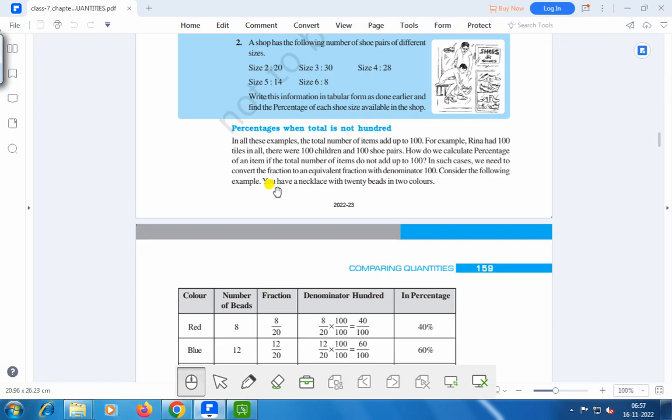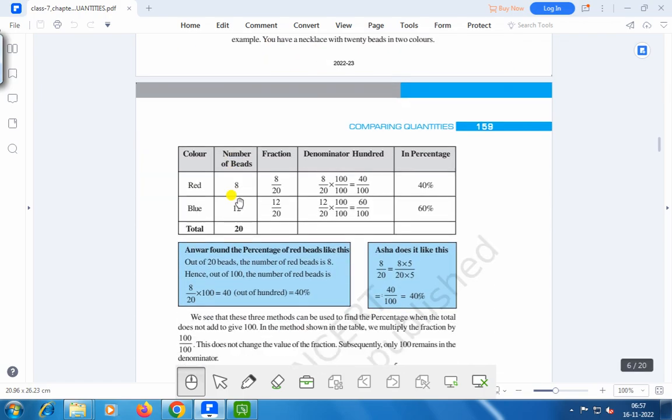Consider the following example. You have a necklace with 20 beads in two colors. Here you see there is red, blue, and this is the total. The total number of beads is 20, red is 8, therefore the fraction is 8 by 20. Blue beads are 12, that is 12 by 20, right? To make the denominator 100, how to do it? Multiply by 100 by 100, right?